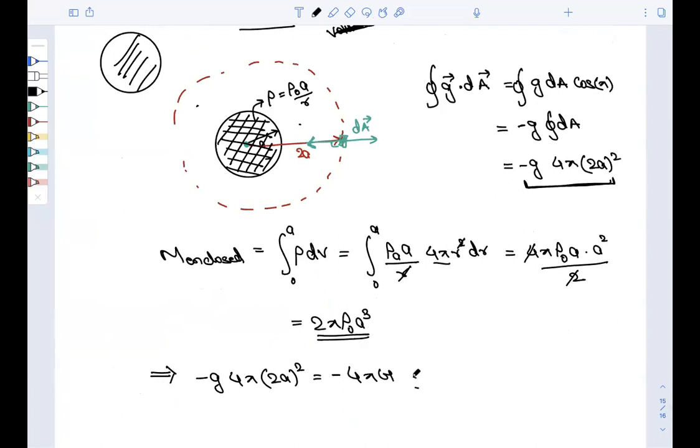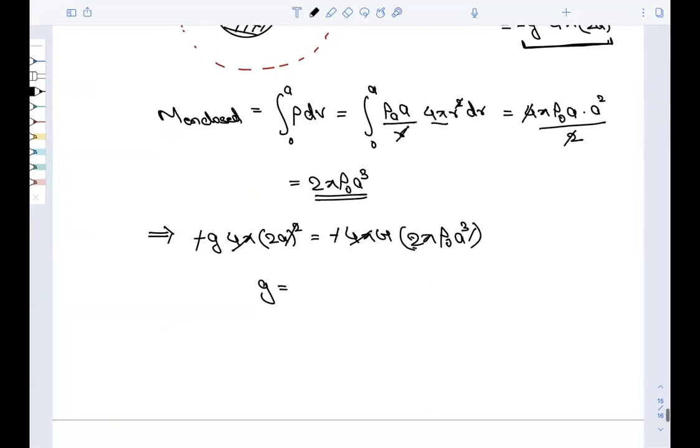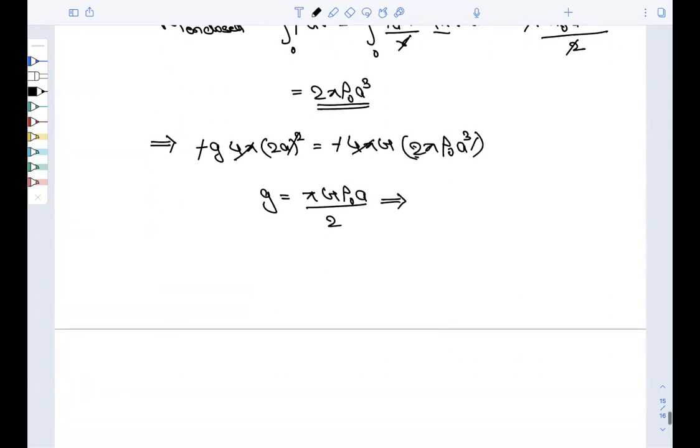only. It will become 2 pi rho naught a cube. अब कर लेते हैं. So it will be again 16 by 8, minus minus खत्म. So g will be simply a cube से a बचेगा, 4 pi cancel out. So pi बचा इधर, g rho naught a 8 by 16, that is 2. So this is just we got the magnitude.